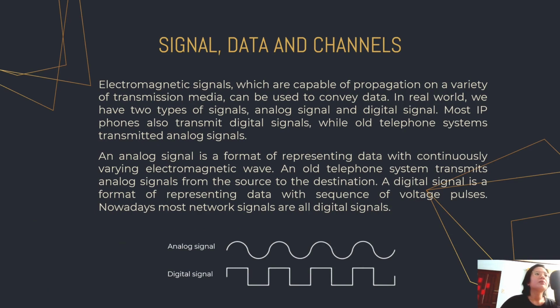Signal, data, and channels. Electromagnetic signals, which are capable of propagation on a variety of transmission media, can be used to convey data. In the real world, we have two types of signals, analog signal and digital signal. Most IP phones transmit digital signals, while old telephone systems transmitted analog signals. An analog signal is a format of representing data with a continuously varying electromagnetic wave. An old telephone system transmits analog signals from the source to the destination. A digital signal is a format of representing data with a sequence of voltage pulses. Nowadays, most network signals are digital signals.